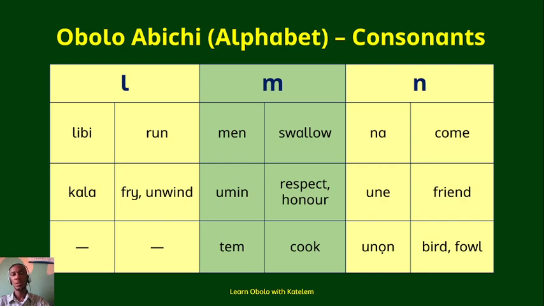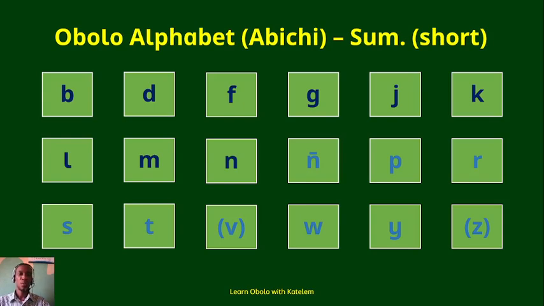The next letter is N, as in na, which means come. Une, which is friend. Unon, which is bird or fowl. You can see here that letter N can come at the beginning, the middle, and at the end of words in Obolo language. So we've finished the first 9 single letter consonants. In the next lesson, we'll be dealing with the remaining 9 consonant letters.